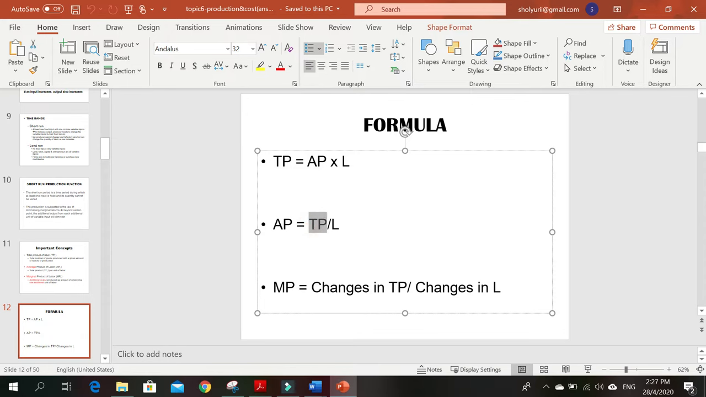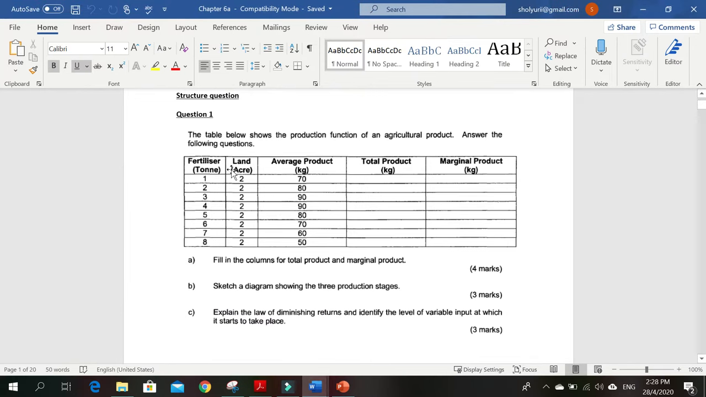Just leave the total product here. This one divided by labor, bring it to the other side, it will become times labor. Average product times labor equals total product. Okay, just simple mathematics. So if you have average product, you can find the value of total product simply by average product times labor. In this case, for your question here, labor is fertilizer. So the value of average product here, 70 times 1, 80 times 2. And then you get this table. You can fill up this table.